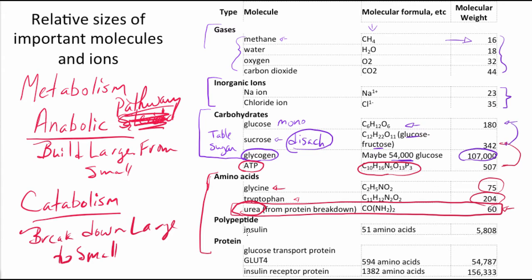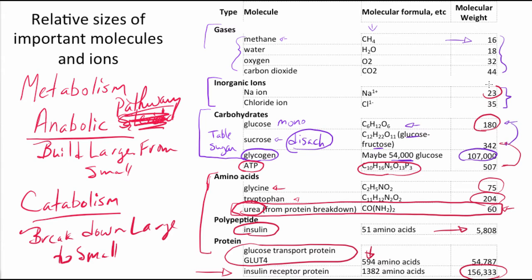And then here are our polypeptides. Here's insulin, 51 amino acids. It's got a molecular weight of about 6,000. Here is the glucose transport protein, that thing that has 12 membrane-spanning domains, about 600 amino acids. And here's that enormous insulin receptor protein. Its molecular weight is 156,000 compared to glucose, which is 180, or a sodium ion, which is 23.